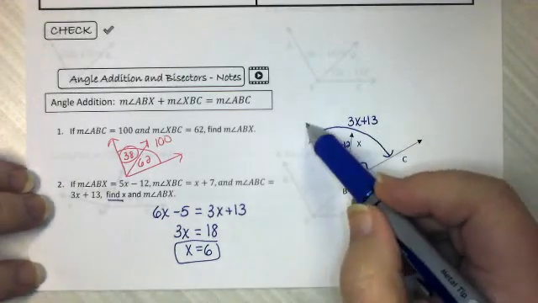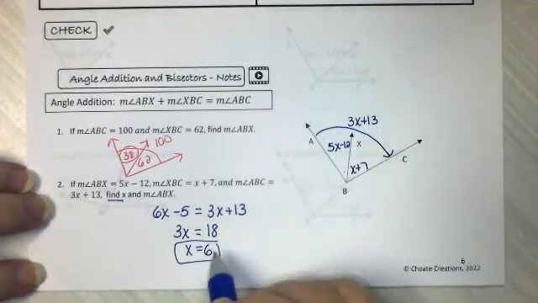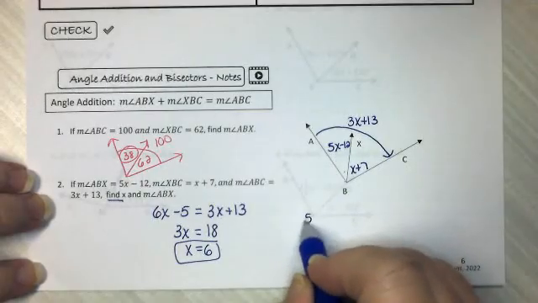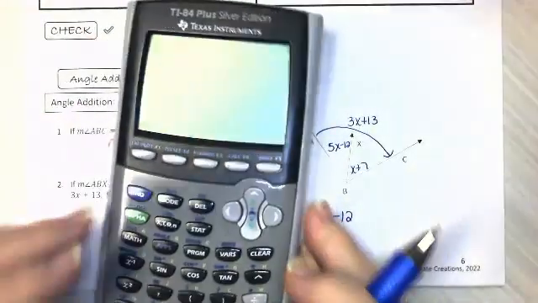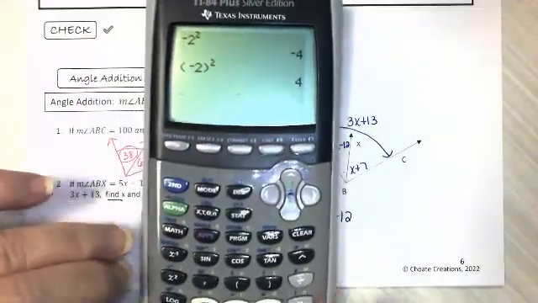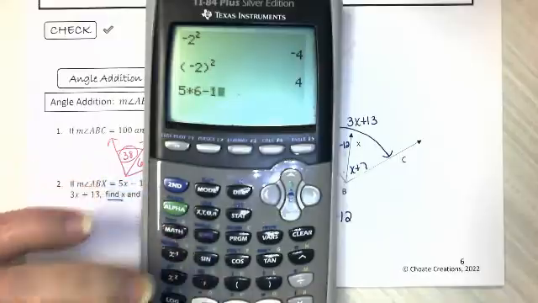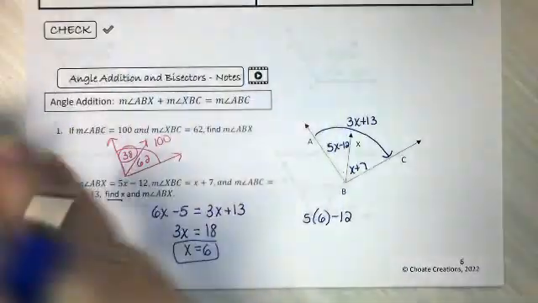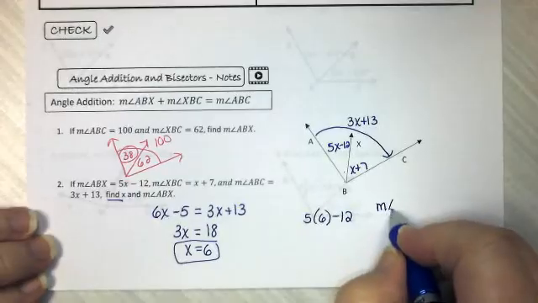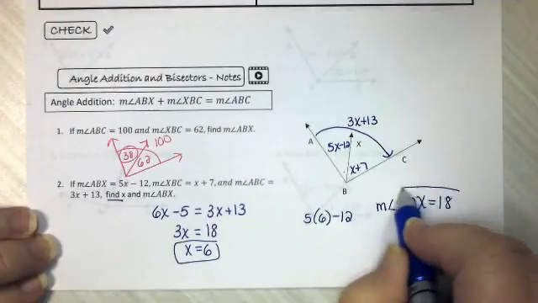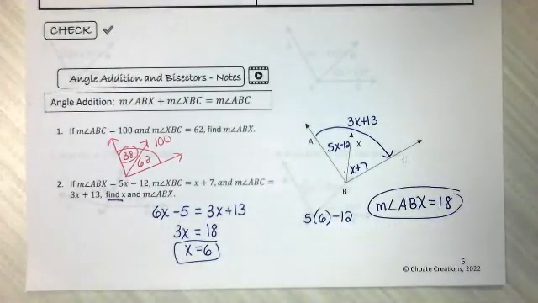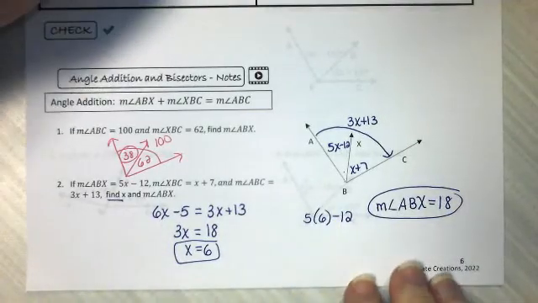Now they want us to find the measure of angle ABX. So I plug 6 in here. 5 times 6 minus 12. I believe that's going to give us 18. So the measure of angle ABX is 18. So those are some examples of how angle addition might be used. All right, more practice on the next page.